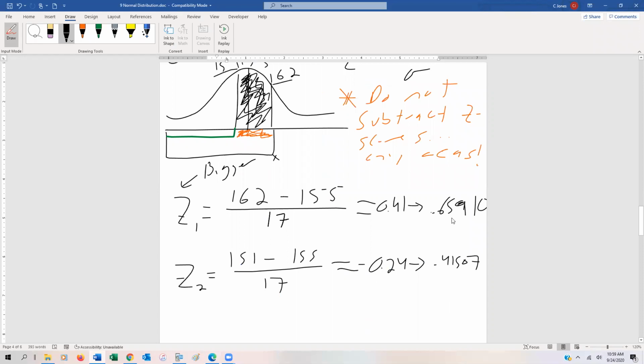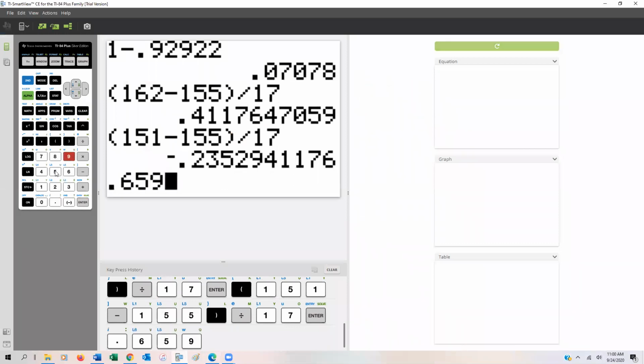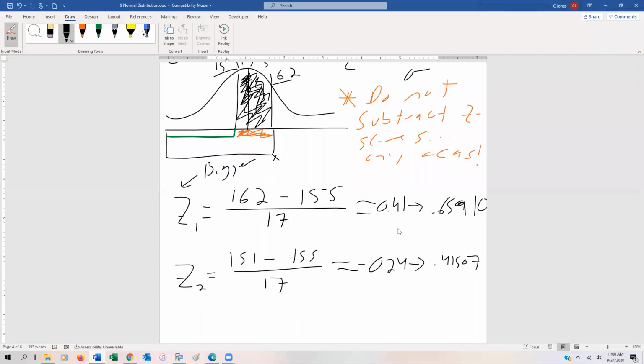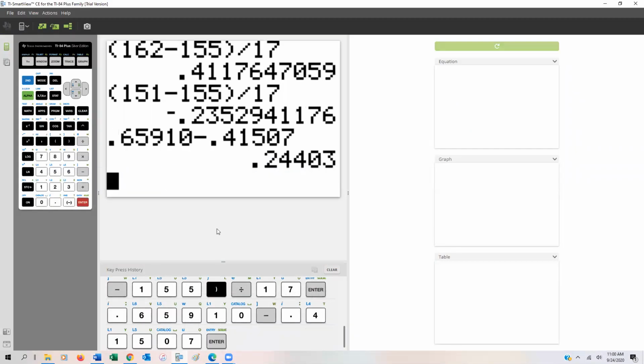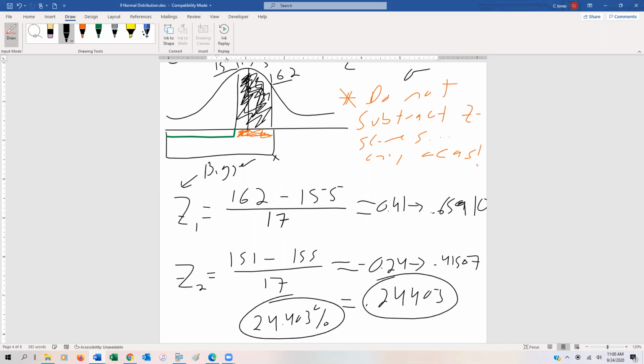Last thing we do is subtract these numbers. So 0.6591 minus 0.40517. Before I hit enter, I'm going to check it one more time. 6591, yep, and 40517. We hit enter, and we get 0.24403. So that's our probability, 0.24403, or 24.403%.